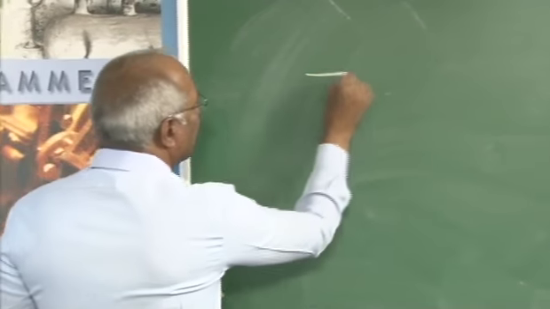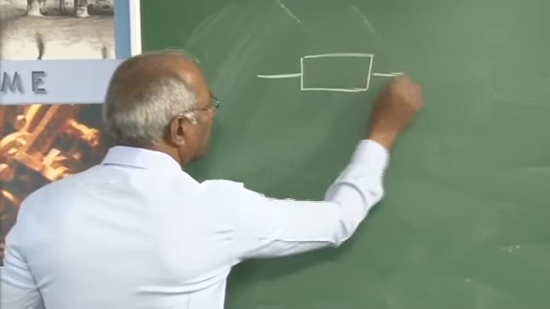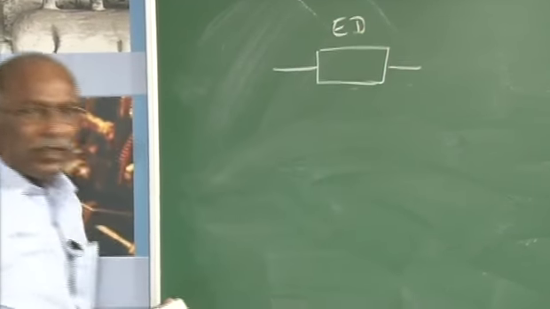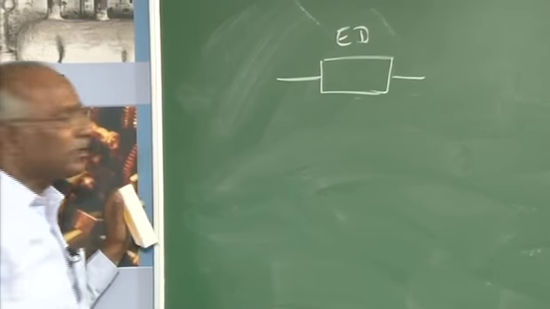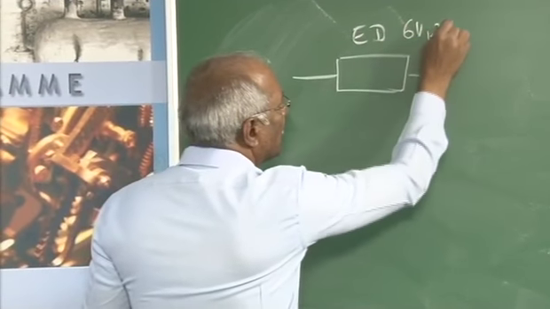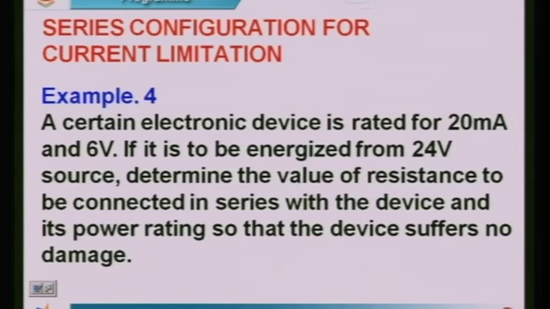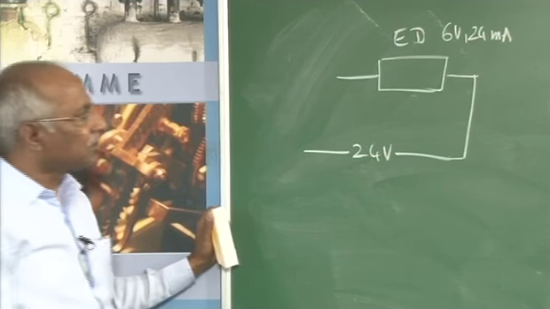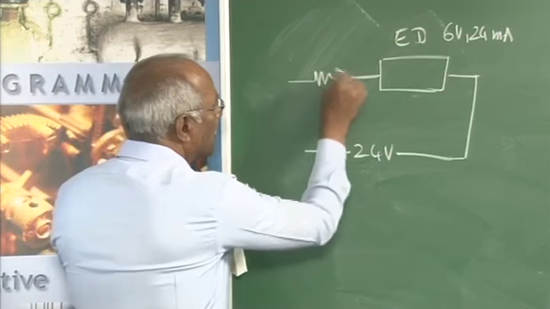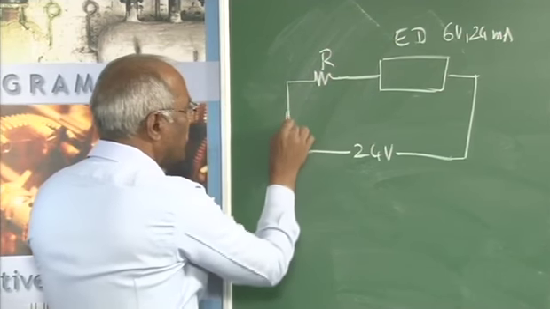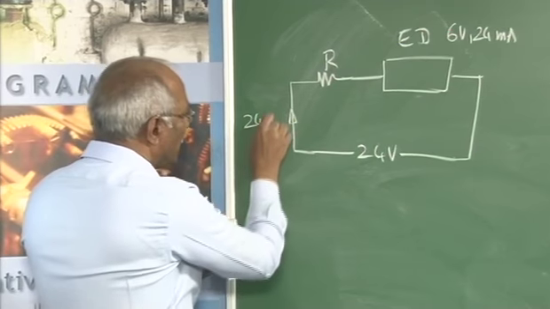Here there is an electronic circuit. This is the electronic device. It is rated for 6 volts, 24 milliamps, and it is to be energized from 24 volts. We have a voltage of 24 volts. What resistance must be connected in series with the device so that it does not get damaged? So consider the R here now. This will be the circuit, and this will be the maximum current that can flow.